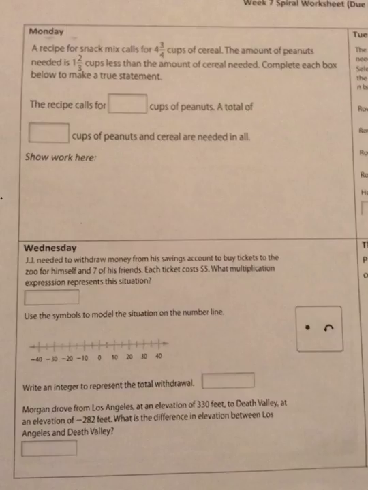Monday. A recipe for snack mix calls for 4 3/4 cups of cereal. The amount of peanuts needed is 1 2/3 cups less than the amount of cereal needed. Complete each box below to make a true statement. The recipe calls for blank cups of peanuts.